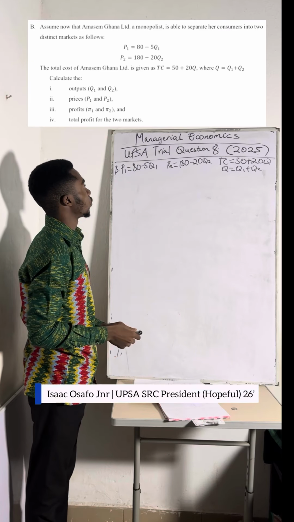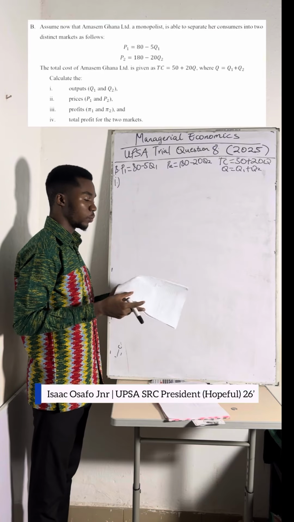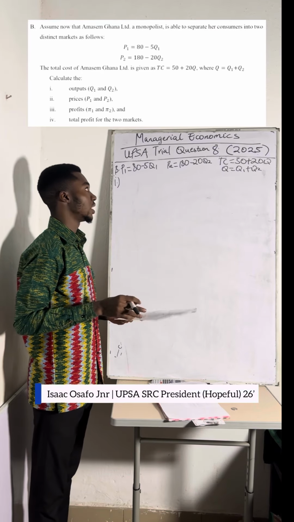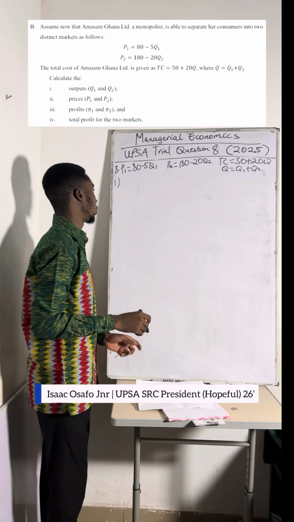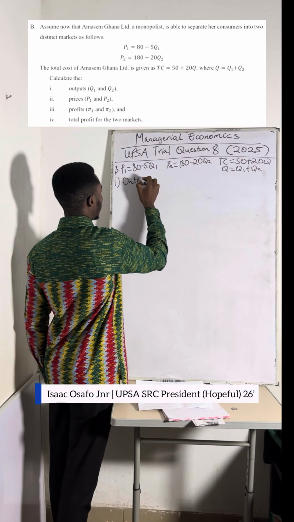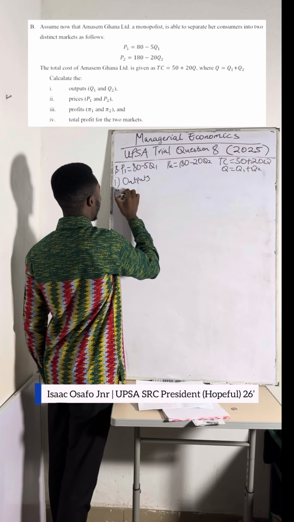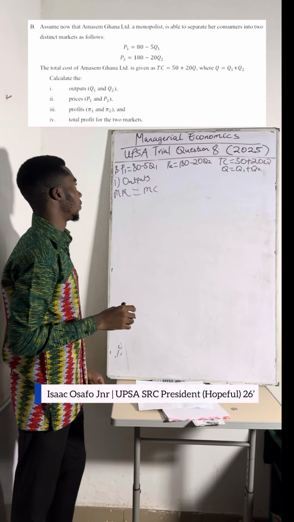All right. So now let's start with the output. And I told you that anytime you're talking about a monopolist and they ask you for the output, just equate the marginal revenue to the marginal cost once you see a monopolist. So now the I, we are starting with the outputs. And since it's a monopolist, you are going to say the marginal revenue should be equal to the marginal cost. That's how we can find for the output.